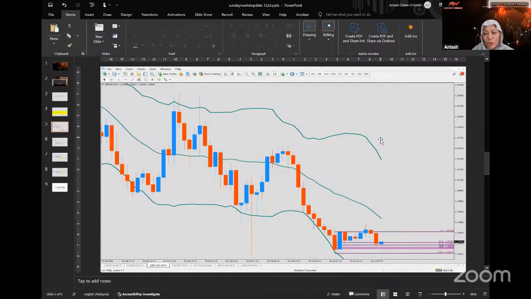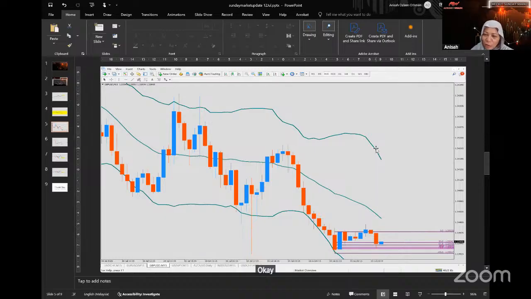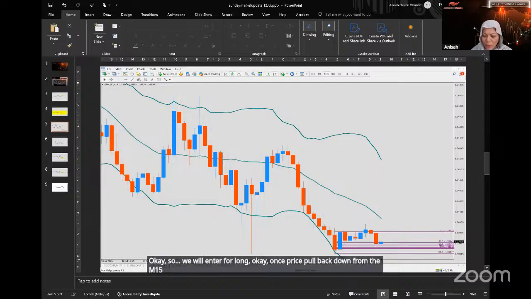So we are using Bollinger Band. I want you to ignore those Fibonacci that I placed, that I will come to visit later. So now let's focus on trading with just Bollinger Band, with the current price in between the mid BB and the lower band. So we will enter for long once price pulls back down from the M15 mid BB or 161.679.